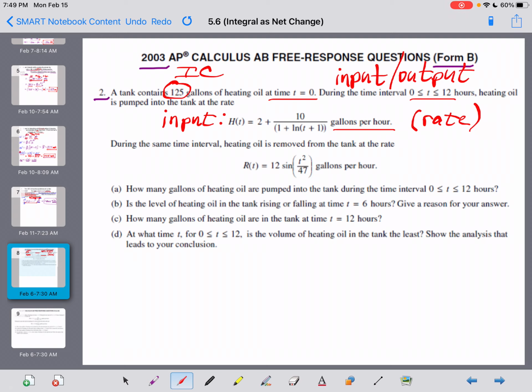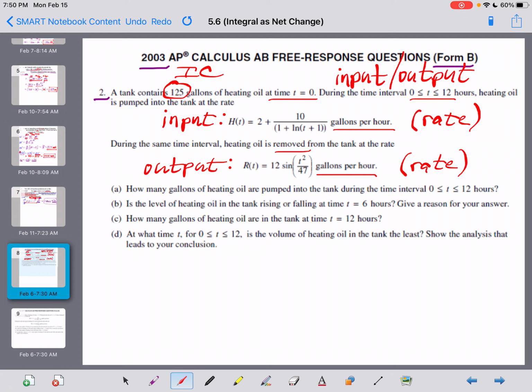Now, during the same time interval, heating oil is being removed from the tank at a rate given by this R of t function. So that is going to be the output function. That's the rate at which oil is being pumped out: 12 sine of t squared over 47. It again is gallons per hour. So this again is a rate function, kind of like velocity if you want to look at it that way. And what's going on here, guys? Most of the free response questions you'll see on the AP test are 3 or 4 parts. This is an example of one that's 4.